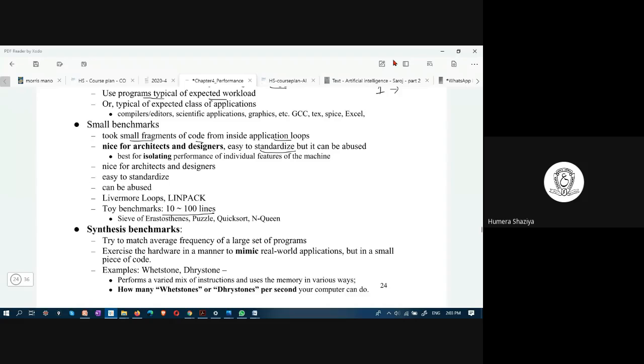Toy benchmarks are 10 to 100 lines. Suppose you wrote a Java program or a C program that has 10 lines of code, or maximum 100 lines of code. Then you measure CPU performance by giving this 10 lines or 100 lines of code. This is non-trivial, very simple and easy, and that's why it is called a toy benchmark. It can include N-Queens problem, quick sort, selection sort, bubble sort. If you take those sorting programs, you can execute them and check the performance of the CPU. That would become the small benchmarks.